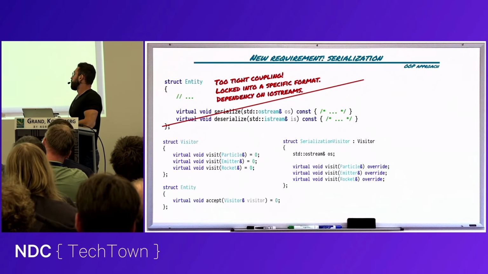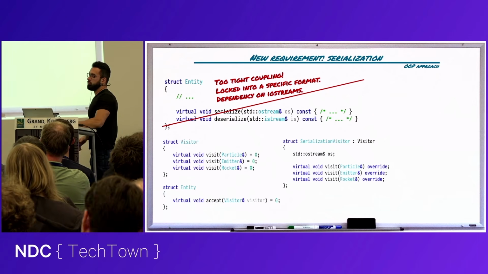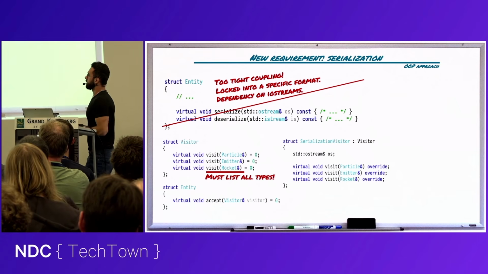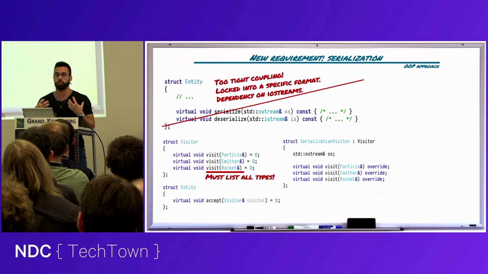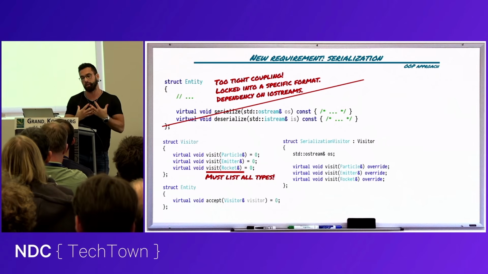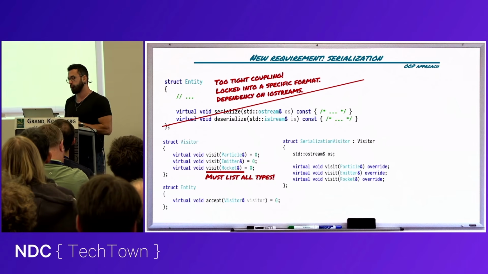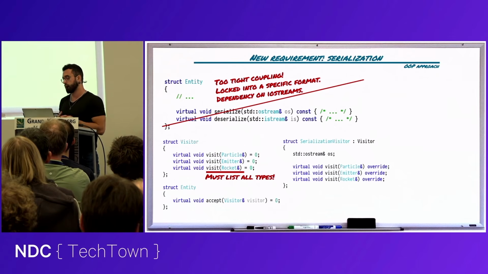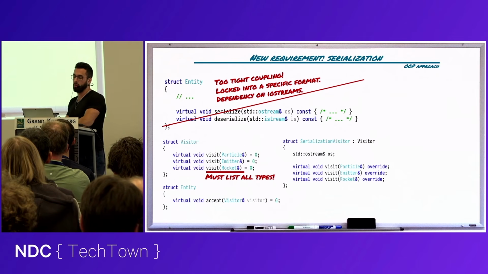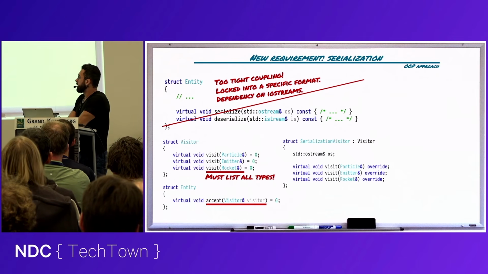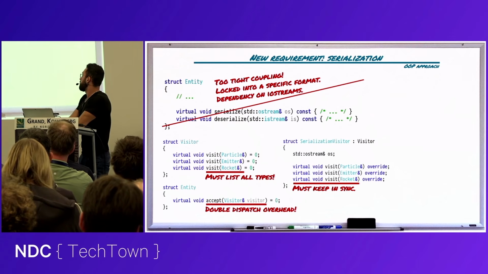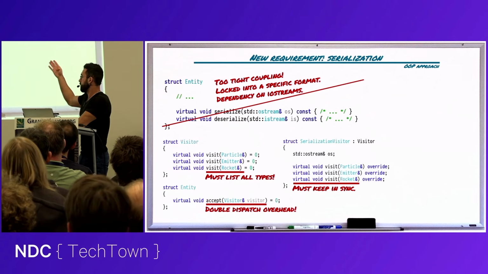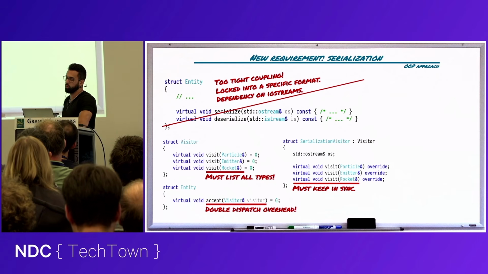Until you realize, again, we're defeating the purpose of OOP because we are listing all the types explicitly. We are losing that ability of saying, hey, type is responsible for itself. We now are recentralizing the data in the visitor, which seems a bit against the principle, the spirit of OOP. At the same time, we're adding even more overhead because we have double dispatch now, and we have to manually keep in sync the serialization visitor with the base class and potentially a deserialization visitor.